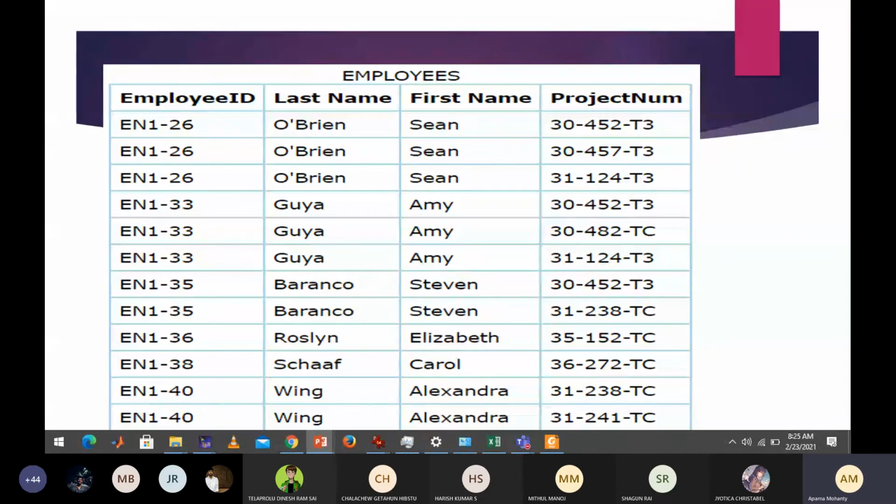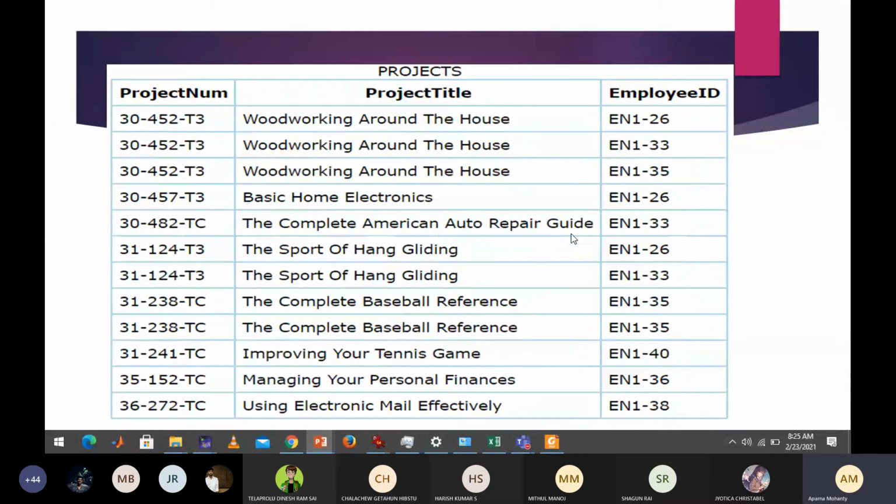Just see, this is the same person working in 3 different projects. Now in a single project also, multiple people can work. In this same project, you see there are multiple people working also.